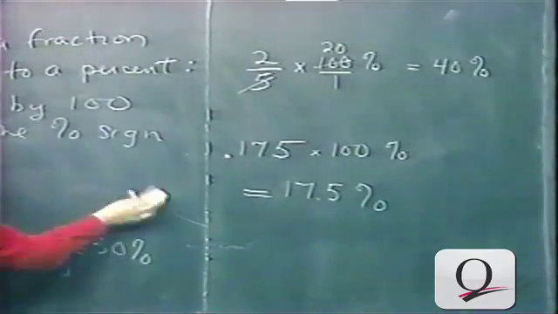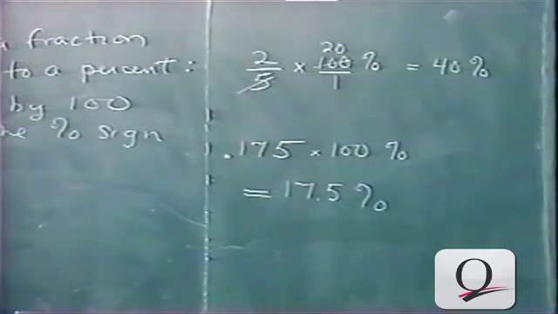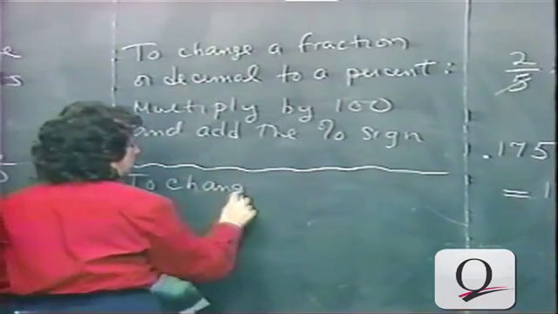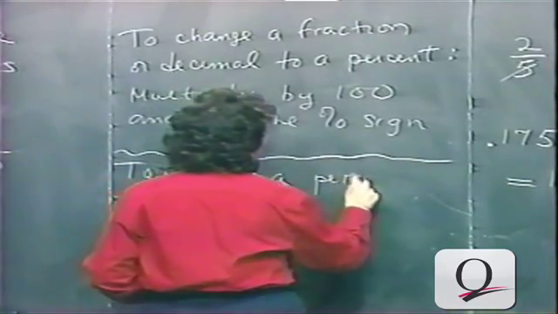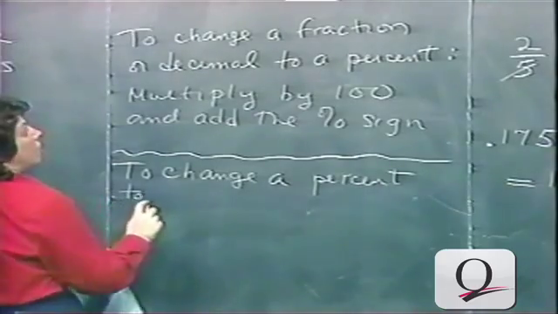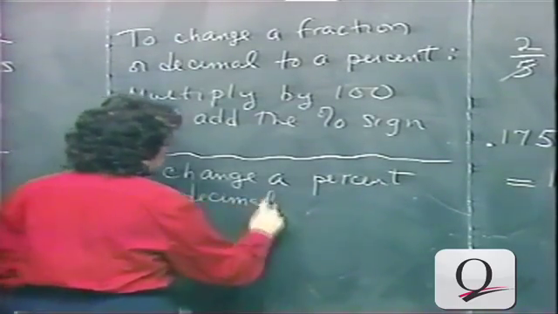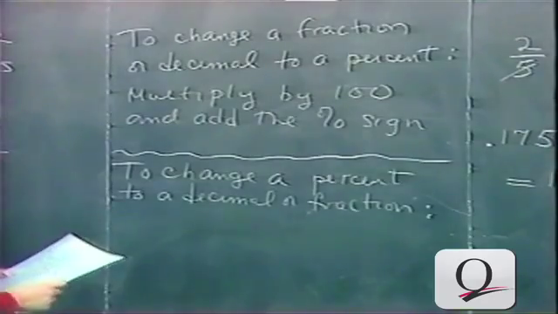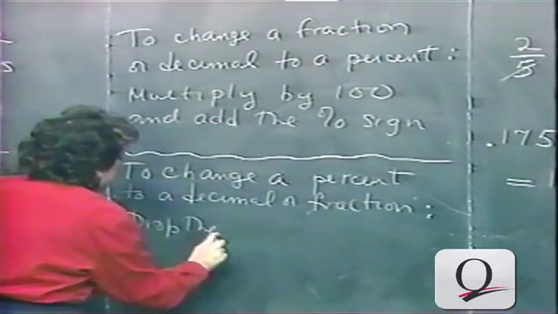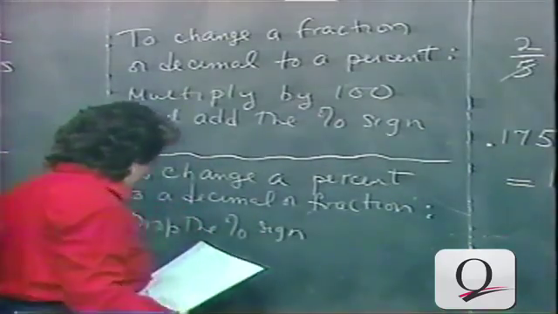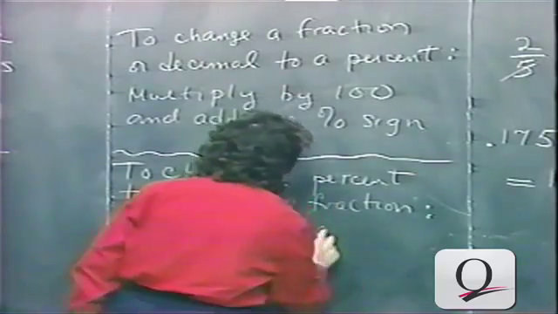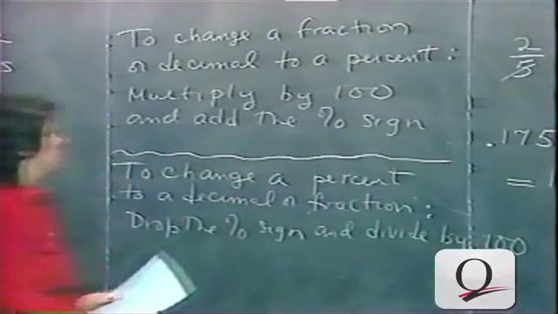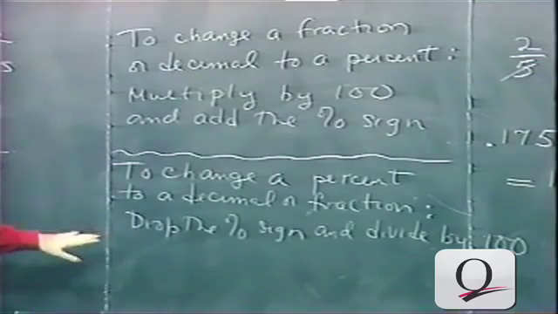Now, going the other way, if we want to change a percent to a decimal or fraction, we will simply reverse the procedure. Whereas before we multiplied by 100 and added the percent sign, now we will drop the percent sign and divide by 100.